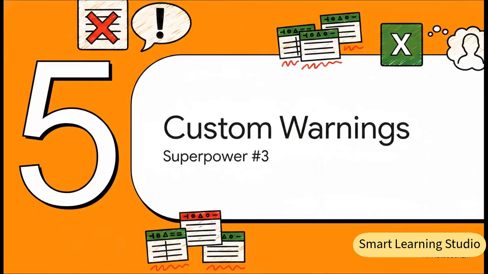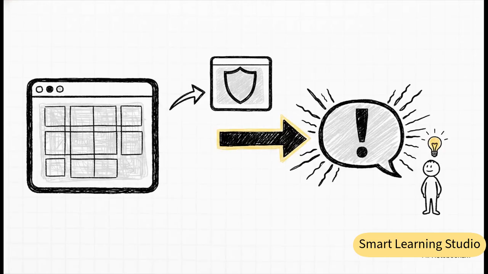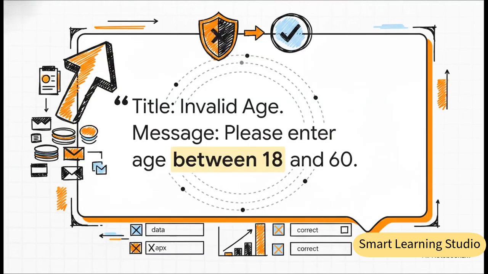Section 5. Custom warning messages. Superpower number 3. So when Excel blocks that bad data, you definitely want to communicate exactly why the entry was rejected, so your users aren't just sitting there confused. To set this up, go right back to your familiar Data Validation menu, but this time click over to the Error Alert tab. This is where you actually craft your custom pop-up alert.